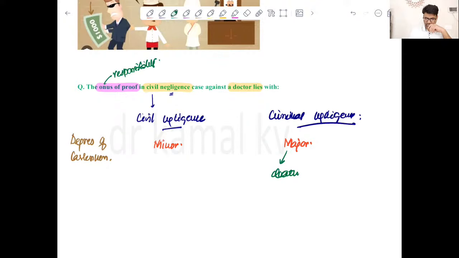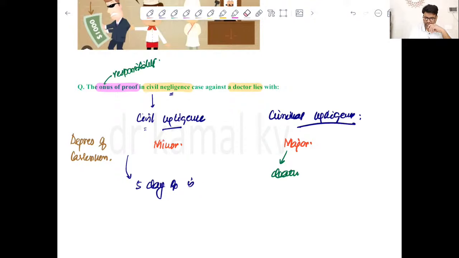Now in civil negligence, if you take examples, suppose for some disease, the treatment has to be carried out for, say, 5 days. Theoretically, or as is usually prescribed, right?